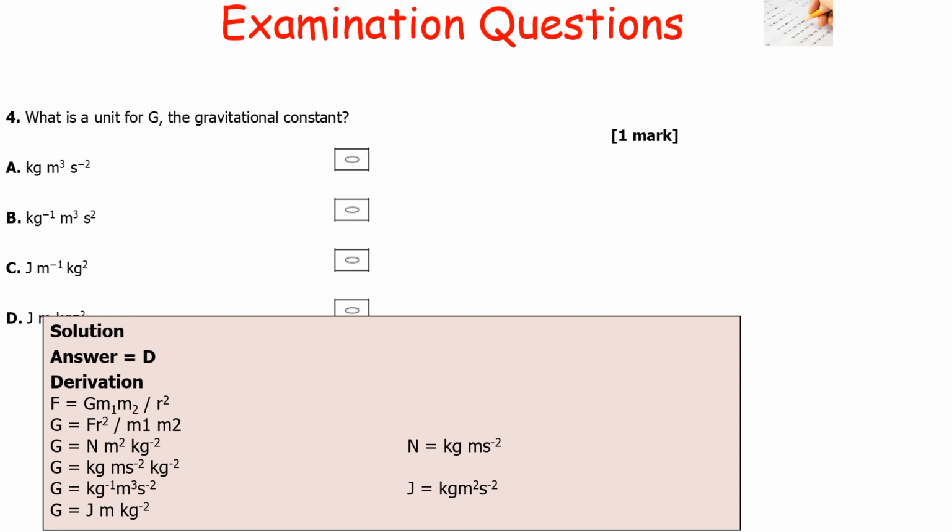So therefore we can work out what a joule is. A joule, which is the work done, is going to be force times distance, which is going to be mass times acceleration times distance, which gives us a unit of a joule to be kilogram meter squared seconds to the -1. So when we substitute that in, we get joules meters per kilogram squared.